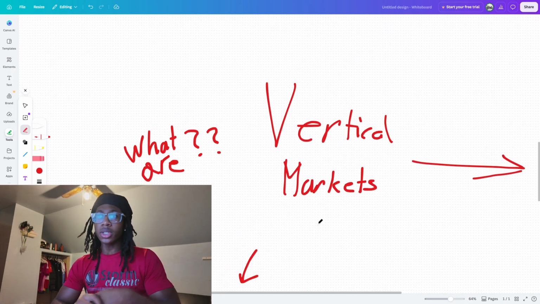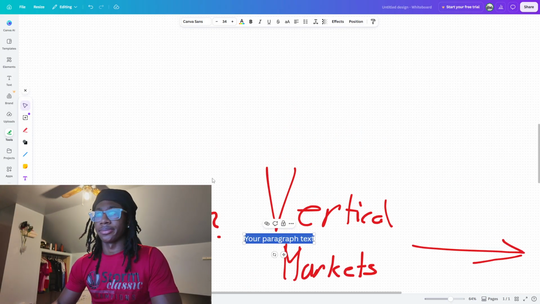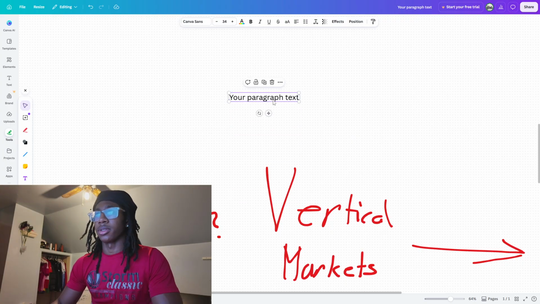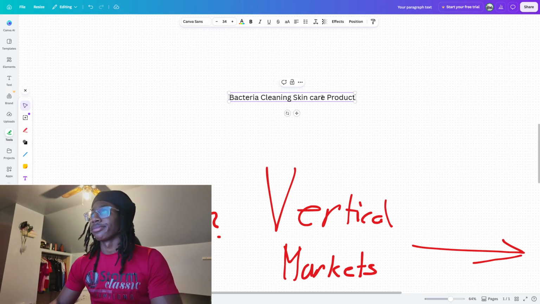So going back to what I was saying, say you have a bacteria cleaning skincare product. Let's break this down. Let me type this out for you: bacteria cleaning skincare product. All right.